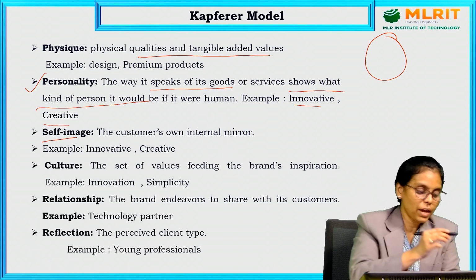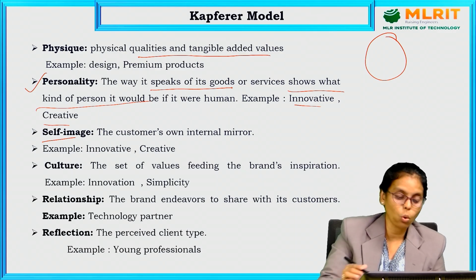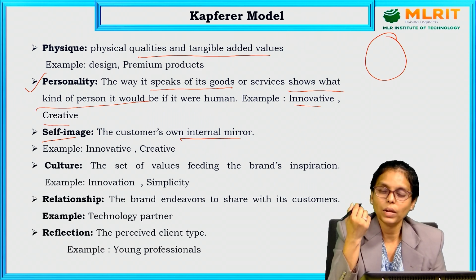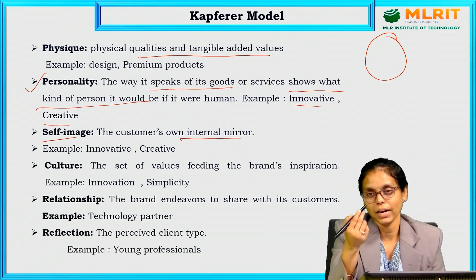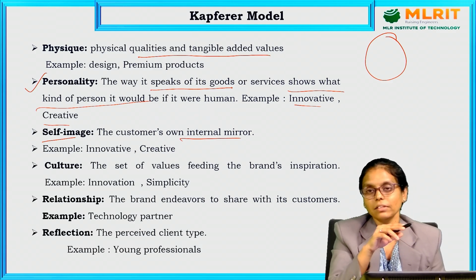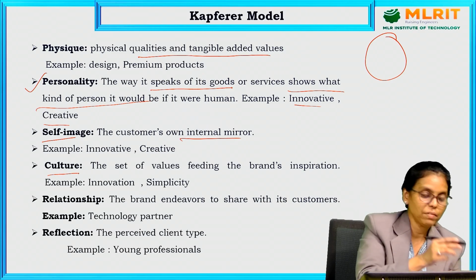Next one that we have is self-image. Now, what is the self-image? The customer's own internal mirror. So the customers will have their own personality. Now we will select the brand that matches with our self-image. So every customer will select the brand that is suitable to them. Next one that we have is culture.